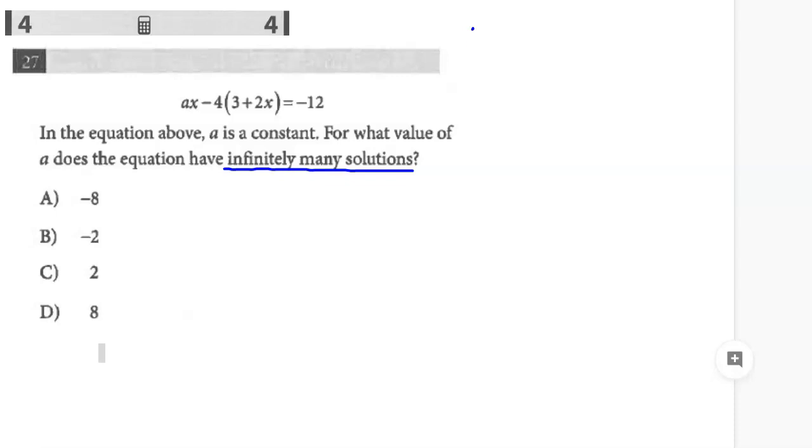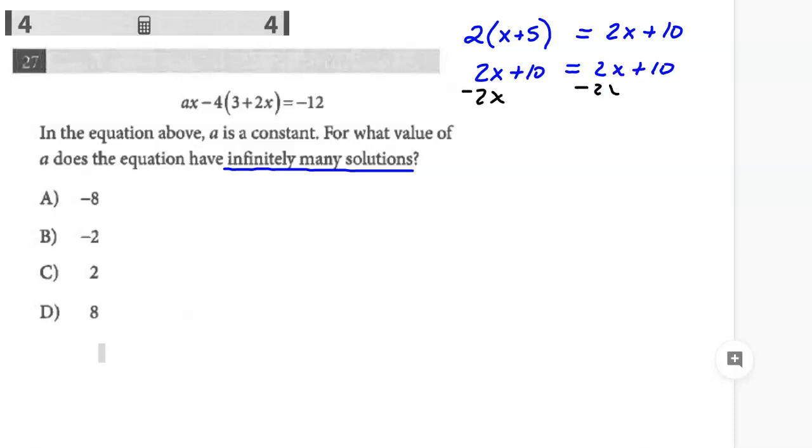So let's say you have something like 2 times x plus 5, and then you have 2x plus 10. Well, if you try to solve that, you're going to end up with this, and then when you start minusing your 2 x's from both sides, all your x's disappear, and you end up with this true statement that says 10 equals 10, or if you subtract 10 from both sides, you'll actually get it down to 0 equals 0. So that's a scenario where you have infinite solutions.